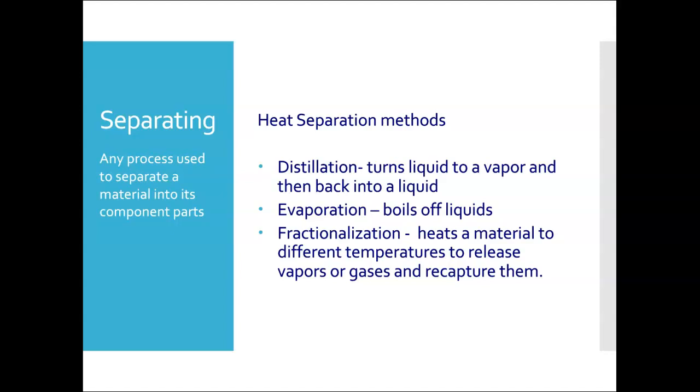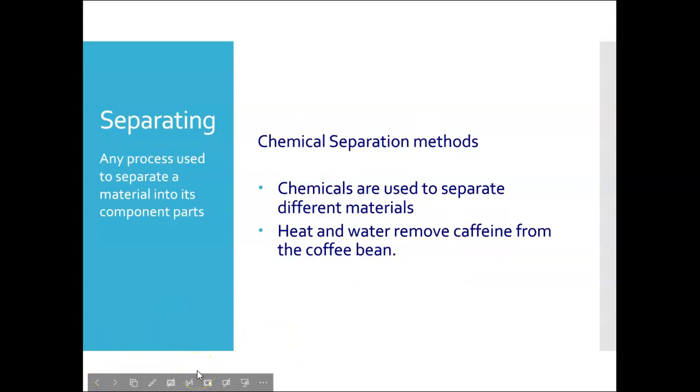Fractionalization heats a material to different temperatures. When you do that, the material is going to release different vapors or gases. At that point, we can recapture those compounds that come out of the vapor or gas process. If we're talking about chemical separation methods too, we can add different chemicals that cause a separation of particles. If you think about heat and water, when we pour water into a coffee maker and heat that up, we can remove the caffeine from a coffee bean if we want to by using this type of chemical separation method.